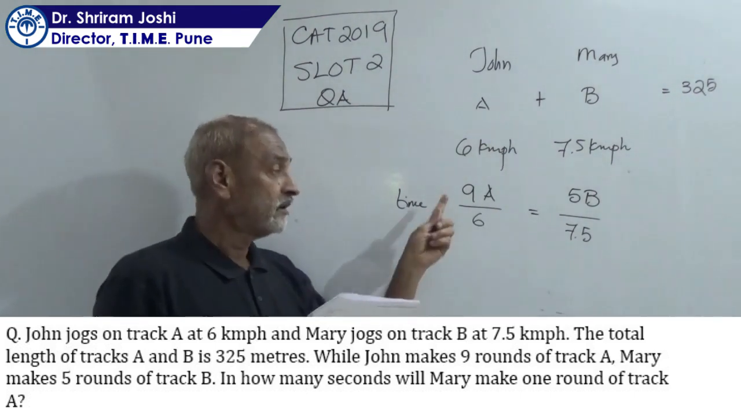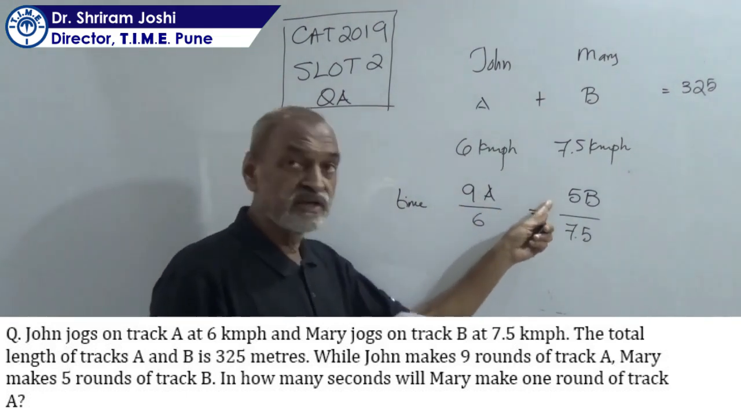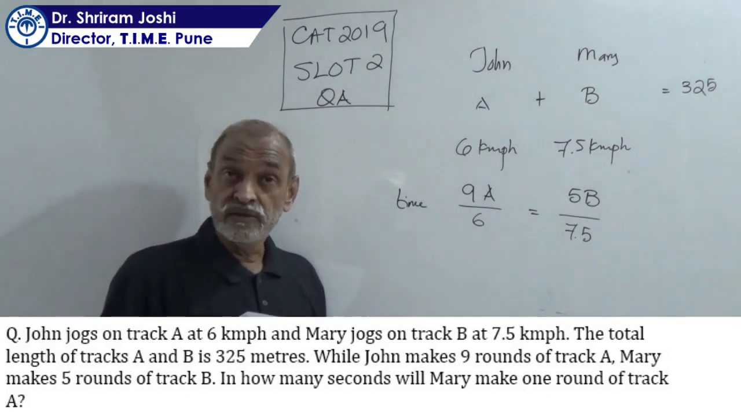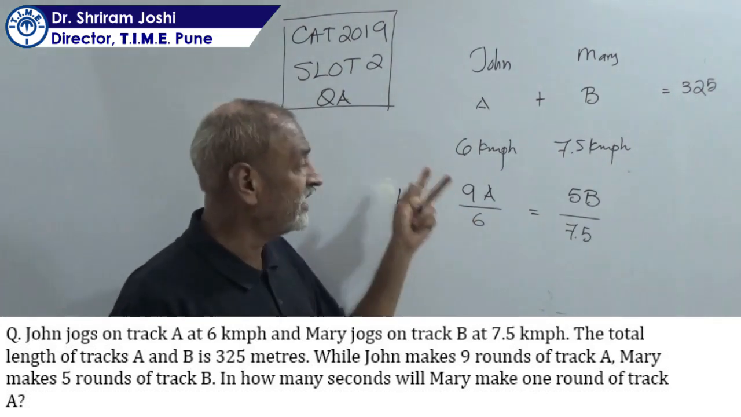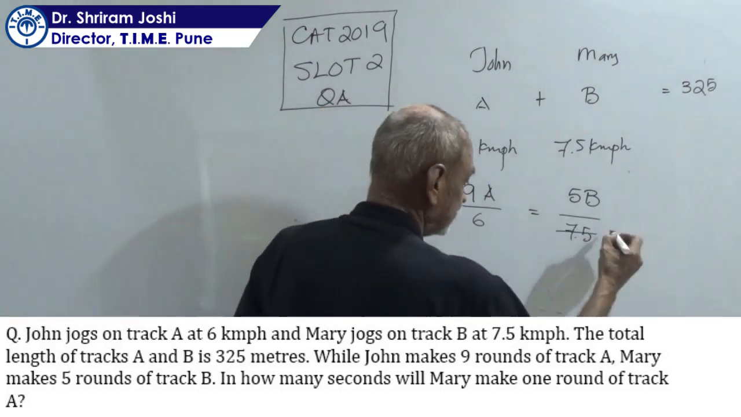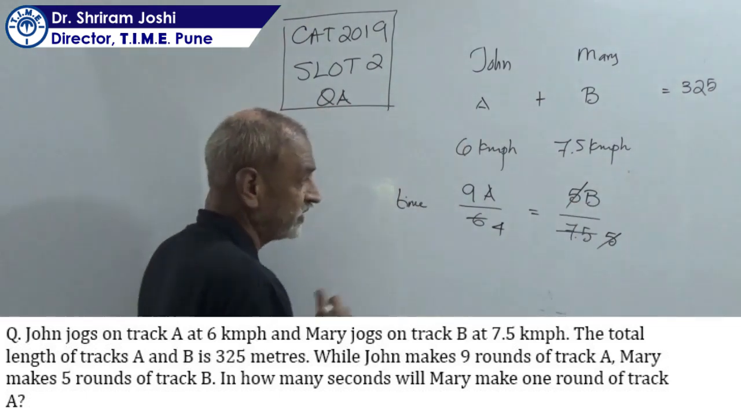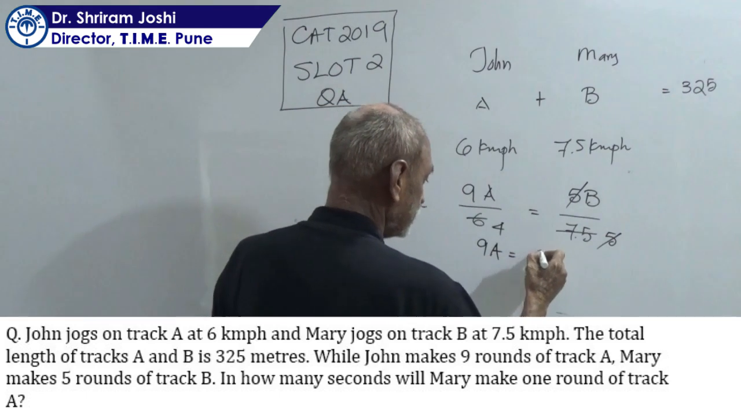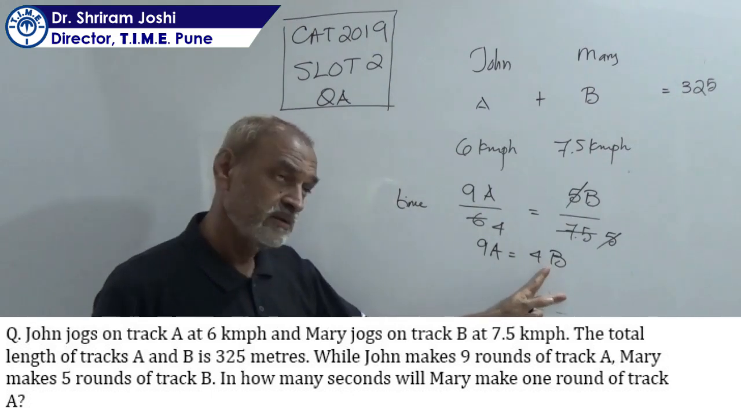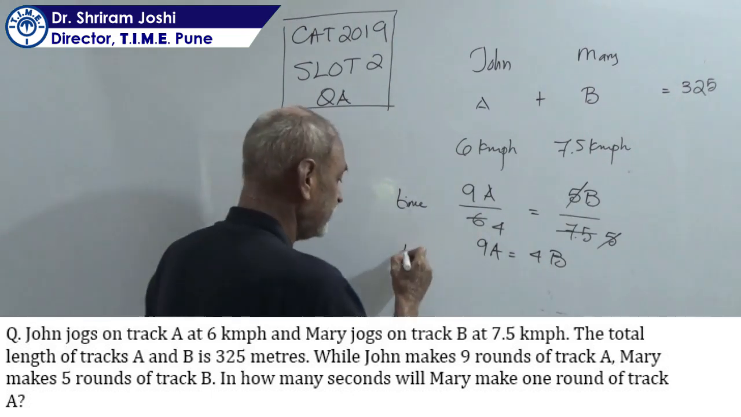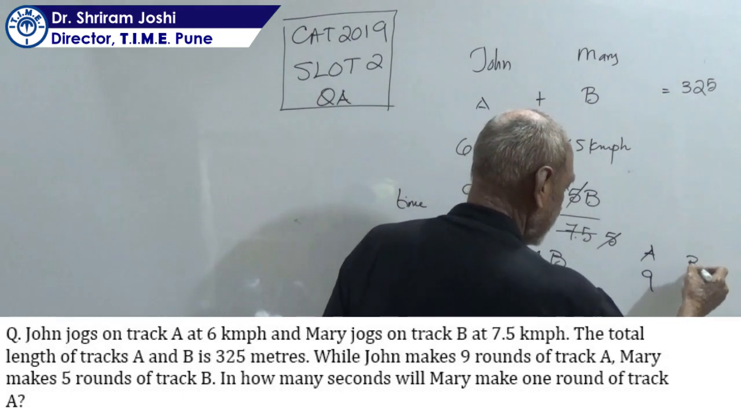What is the statement? While John does 9 rounds of track A, Mary does 5 rounds of track B. So this must be the relationship. What do we get out of this? We get the relationship between A and B. Okay, let's do that. This is 5, this is 4. So what does it mean? 9A is equal to 4B. A would be shorter, B would be larger. Let's put it this way. If A is 9, B would be 4.